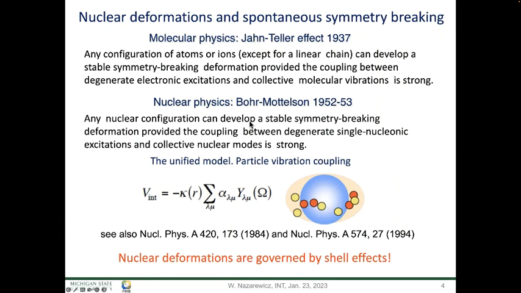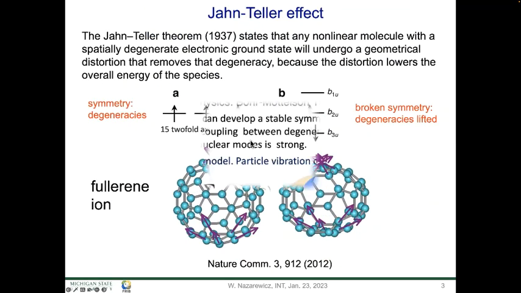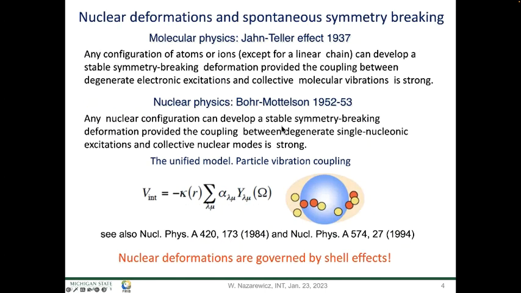In atomic nuclei, this was discussed for the first time by Bohr and Mottelson in their papers from 1952-53. And let me translate this molecular formulation of the Jahn-Teller effect into nuclear structure language. Any nuclear configuration can develop a stable symmetry breaking deformation, provided the coupling between degenerate single nucleonic excitations and collective nuclear modes is strong.